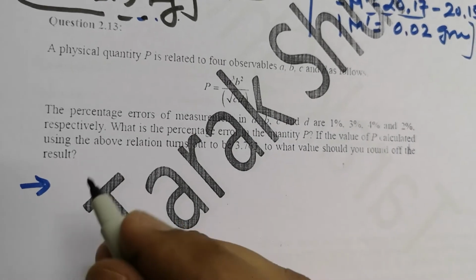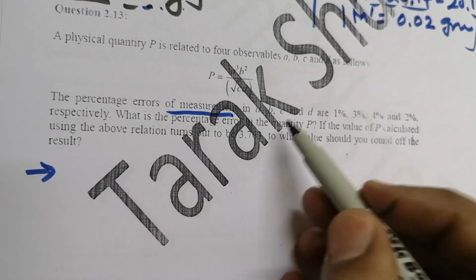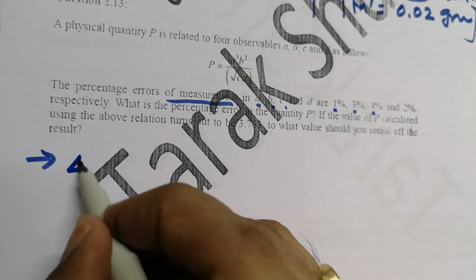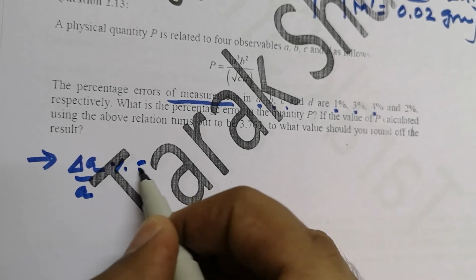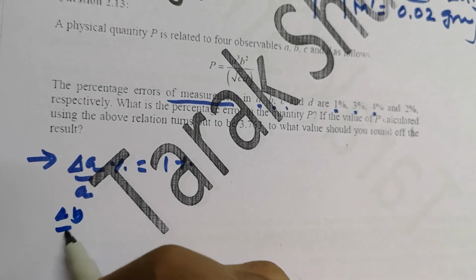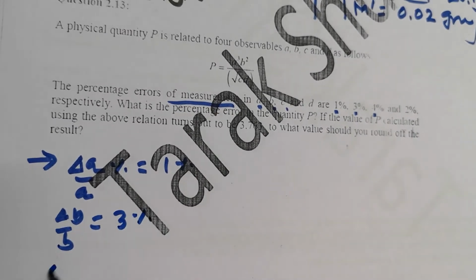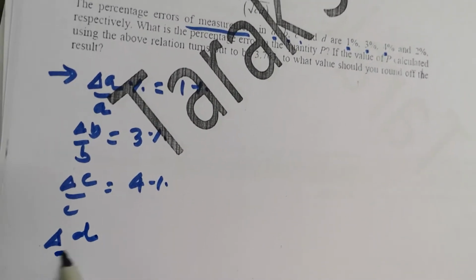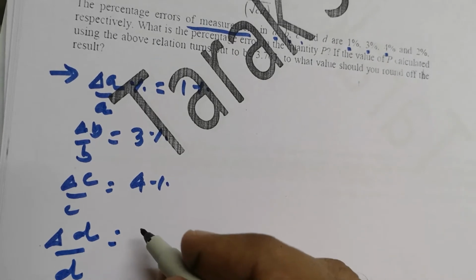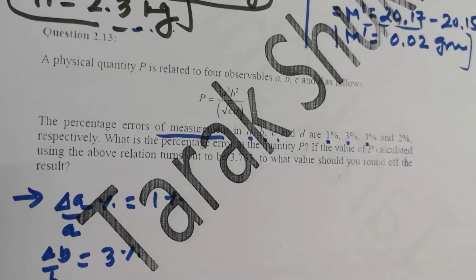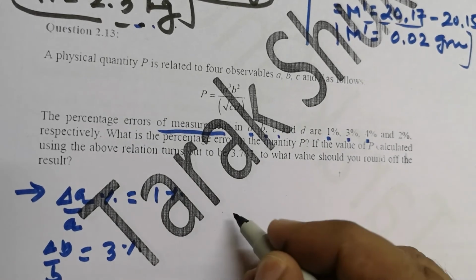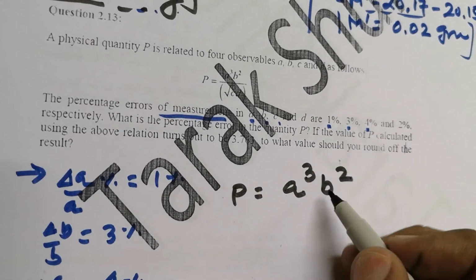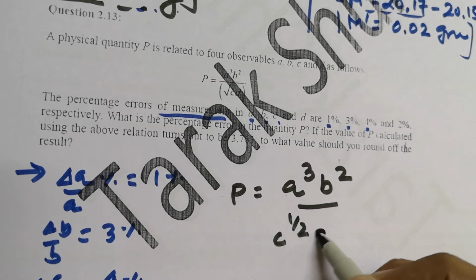There are many examples of such category. We have the percentage error of a measurement in A, B, C and D as 1%, 3%, 4% and 2%. So I can just say that delta A by A in terms of percentage is 1%, delta B by B is 3%, delta C by C is 4%, and delta D by D equals 2%. And they have given us that equation. Our equation is that P equals a cube b square c raised to 1 by 2 and d.